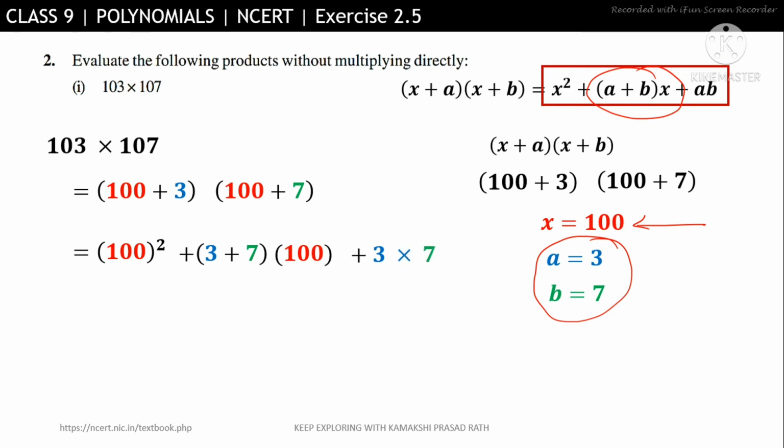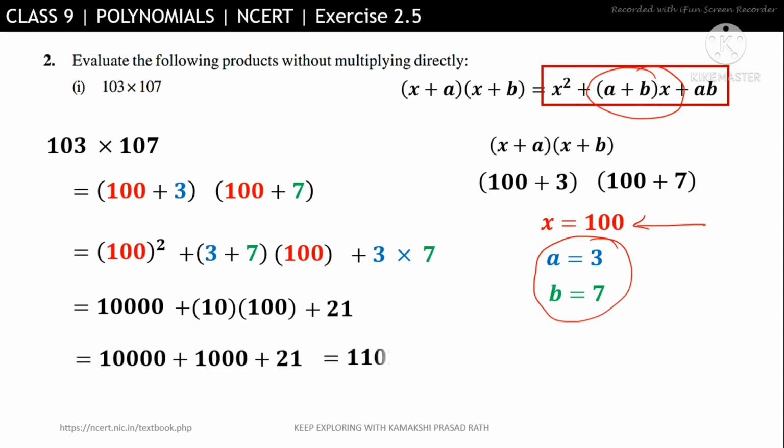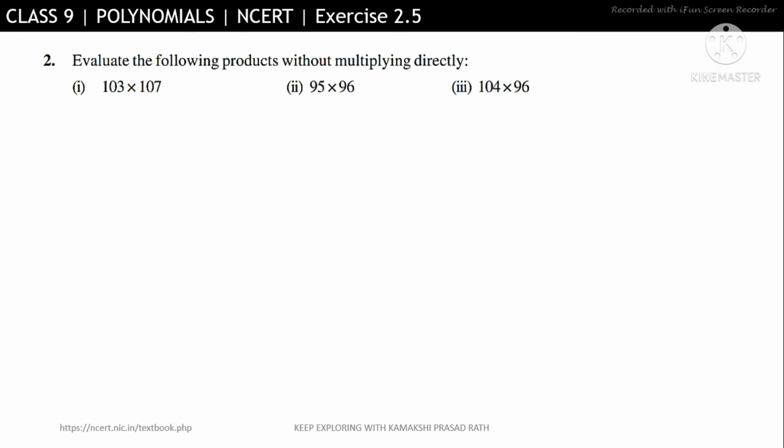After simplifying the powers we get 100 squared, so we get 10,000, plus 3 plus 7 is 10, 10 into 100, plus 21. Hence after simplifying we get the answer as 11,021. So we can check our answer by directly multiplying also. So here we see how we have converted our question into an identity and used the identity. Moving on the same way, now 95 and 96.